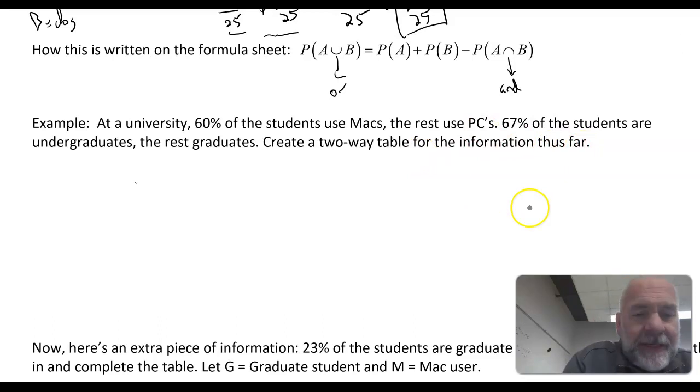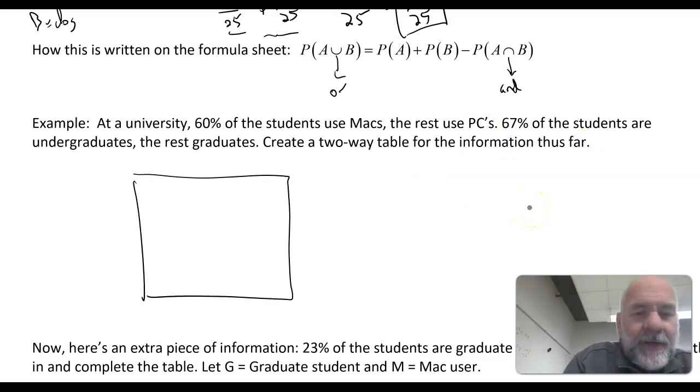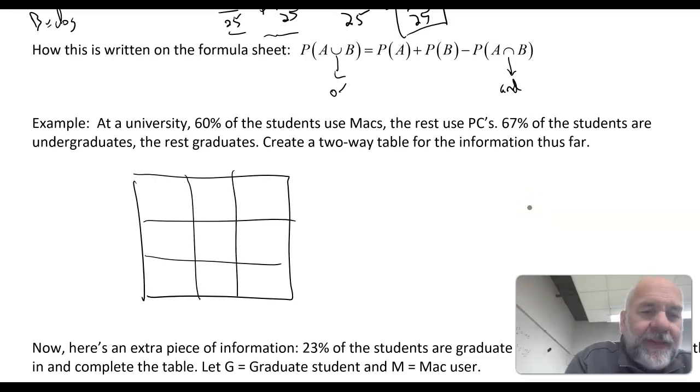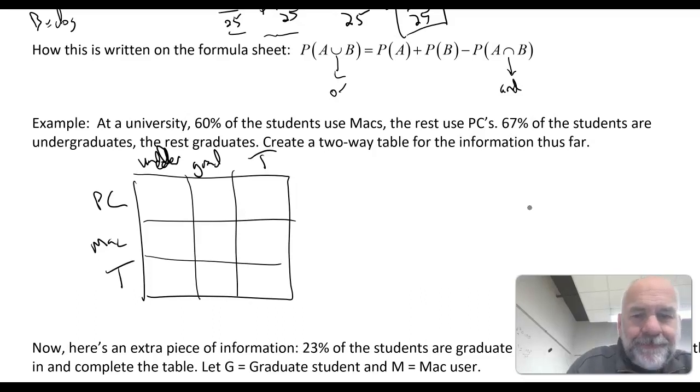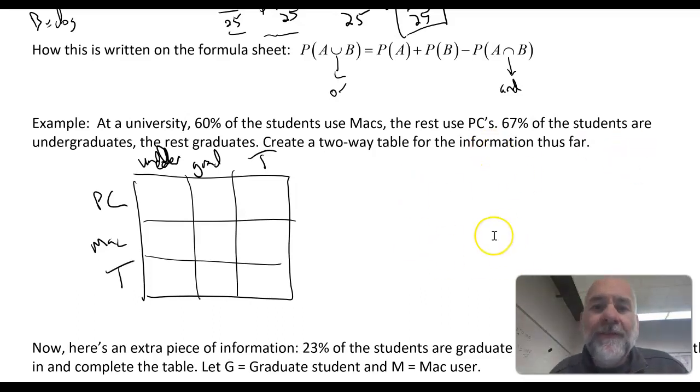So I'm going to make a two-way table. What I generally do is make them kind of 3 by 3 and then write stuff on the outside. So I'm going to say PC or Mac, and then undergrad, with 2 Ds, and grad, and then I'm going to have a total column. Put in the information that you can so far. You won't be able to fill in the whole table, so you'll just be able to fill in part of it.